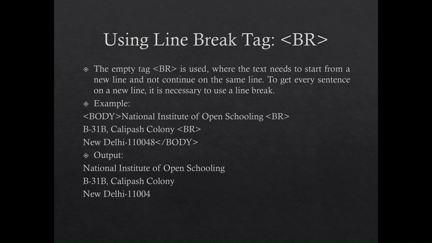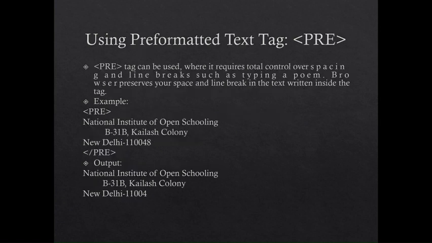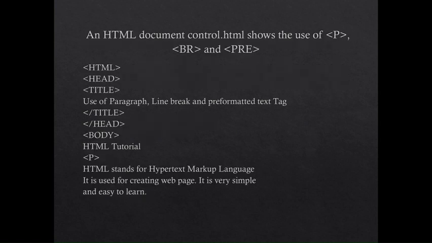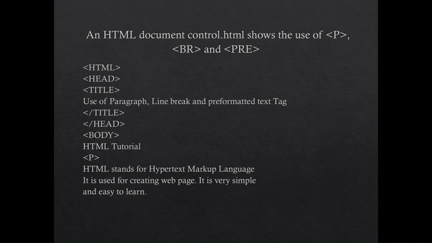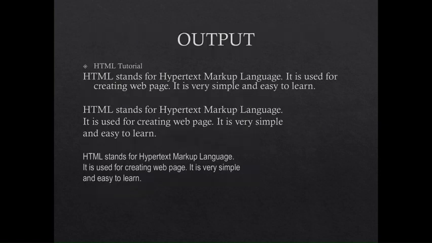Preformatted text tag. These tags can be used where you require total control over spaces and line breaks, such as typing a poem. The browser preserves your spaces and line breaks in the text written inside the tag. And this is one of the programs which contains all the tags: the paragraph tag, line break, and preformatted text tag. So you can see the output.